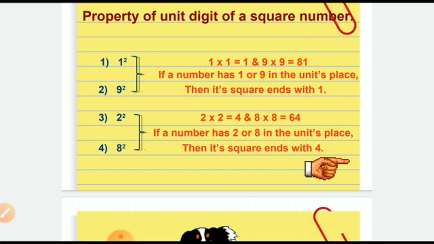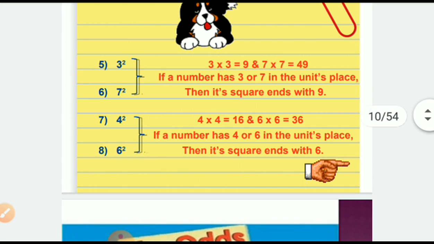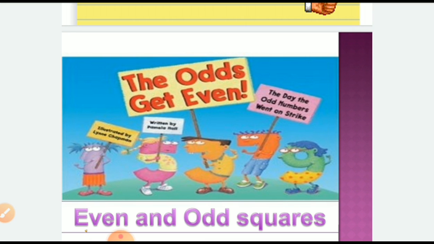1 and 9, you can remember they make 10. 2 and 8 also make 10. You can remember it this way also. 3 and 7 both have 9 as the last digit. 4 and 6 both have 6. Okay? Good.